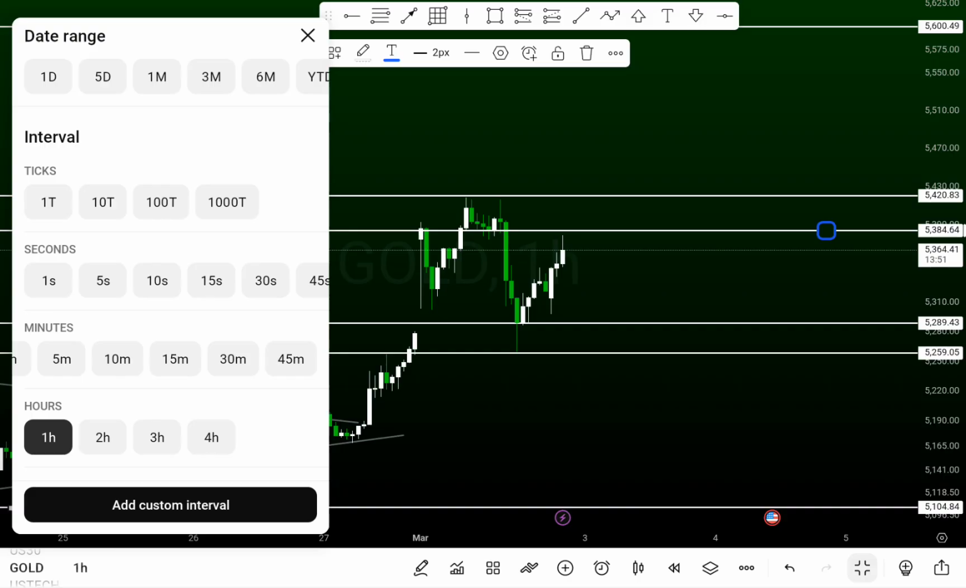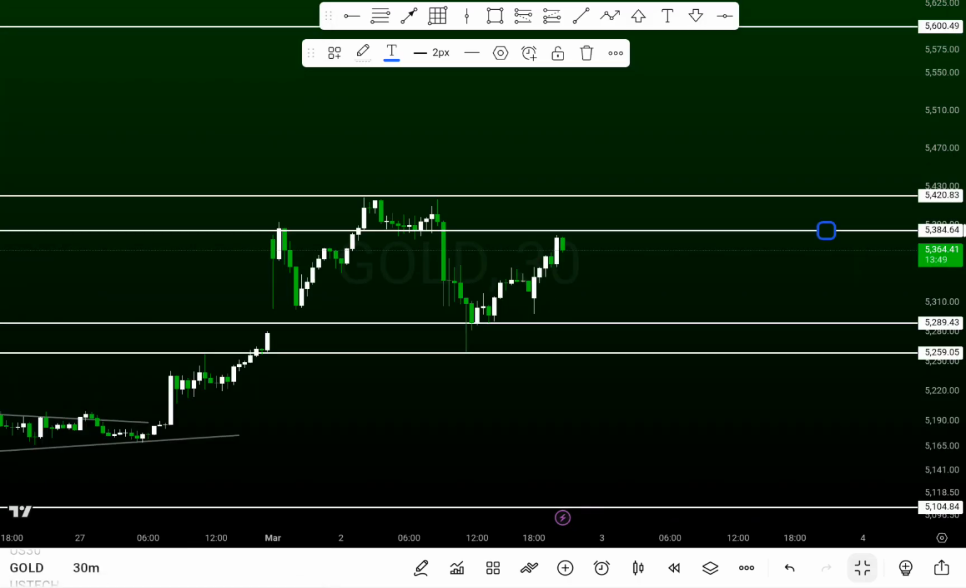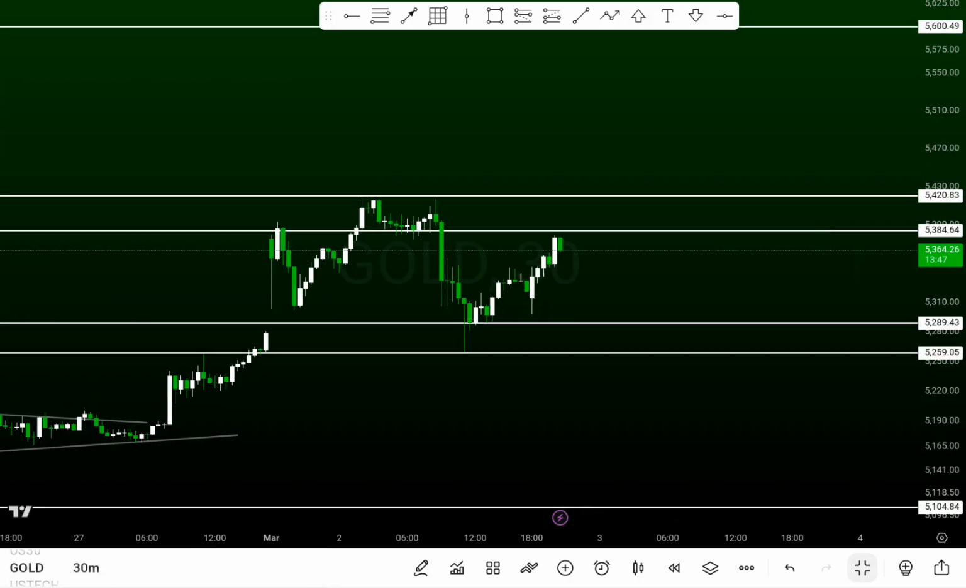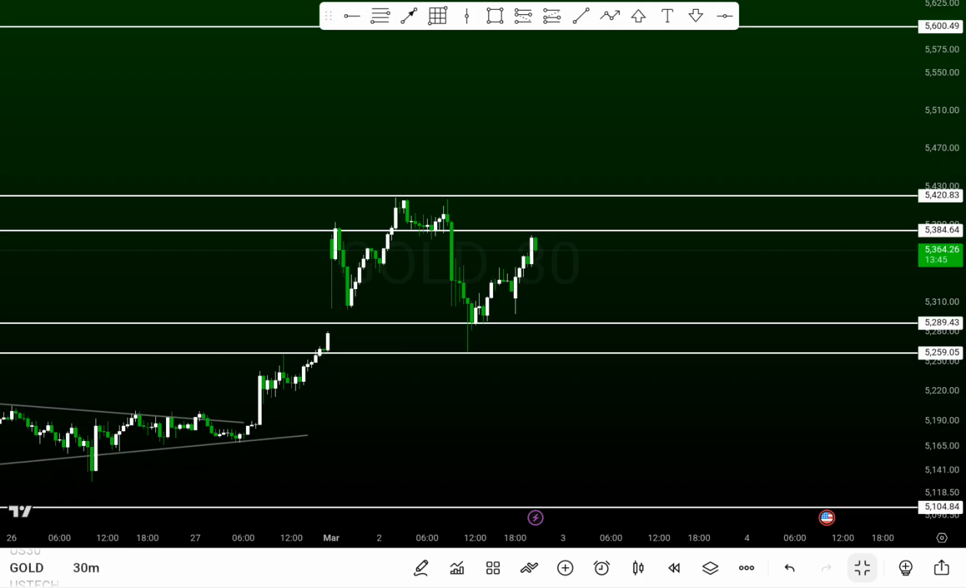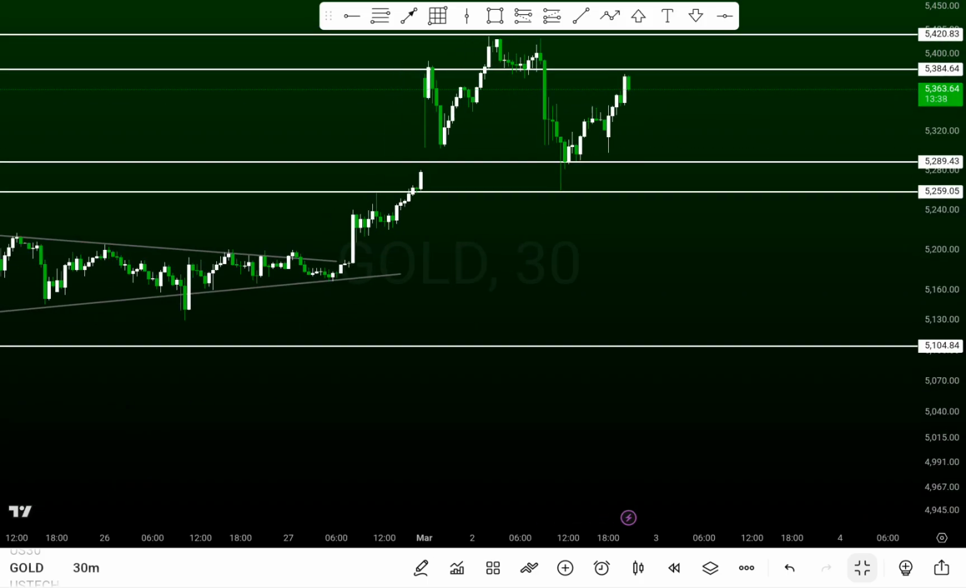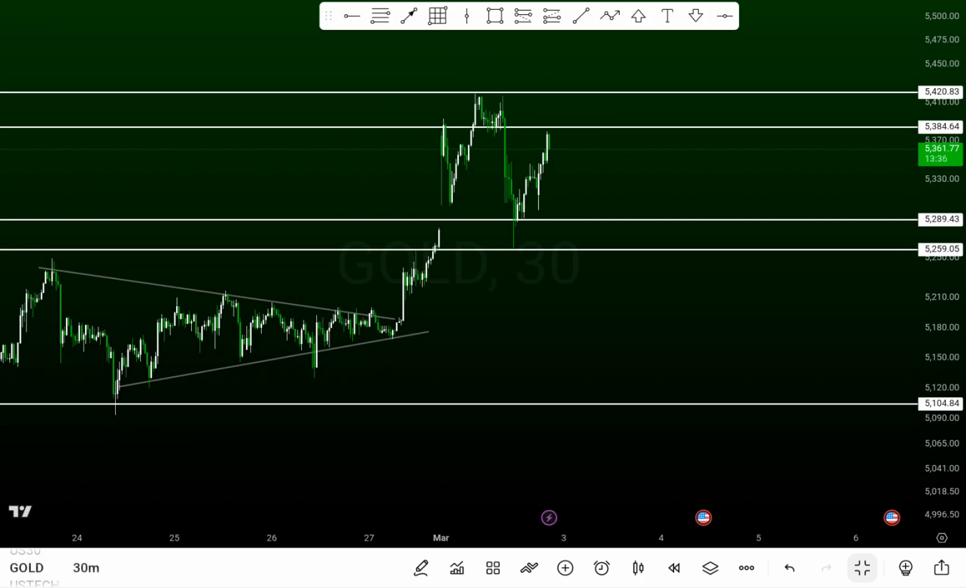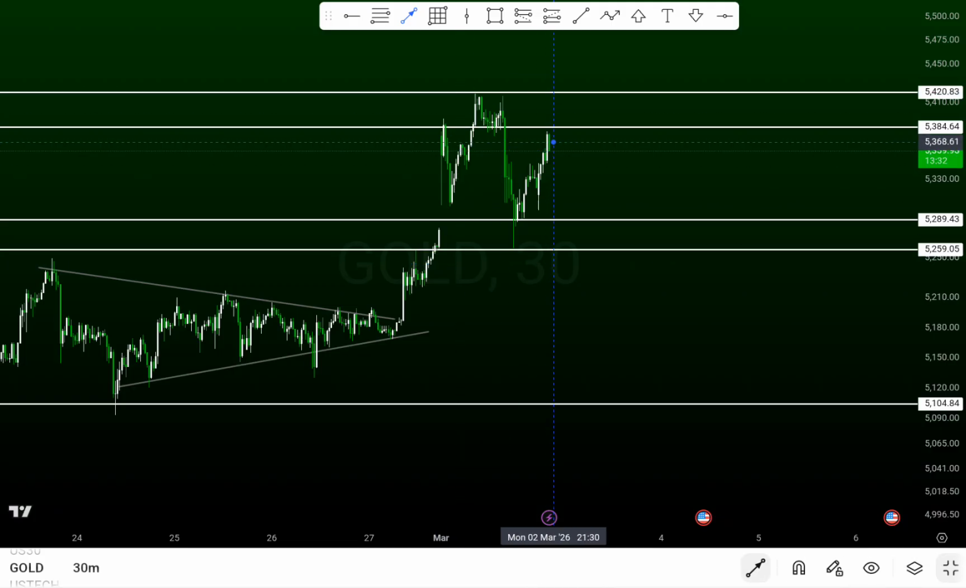So let's head over to the 30-minute chart to see, because right now we were on the 1 hour. The 30-minute chart is simply identifying that we might have a swing low. So let's see. If price might reject to the swing high, this might be our price. This might become our target from here up until here.